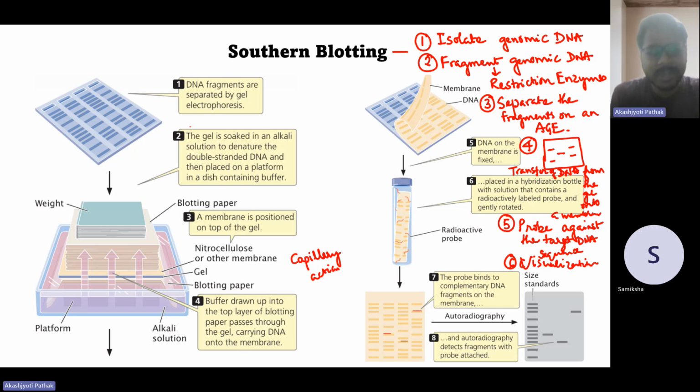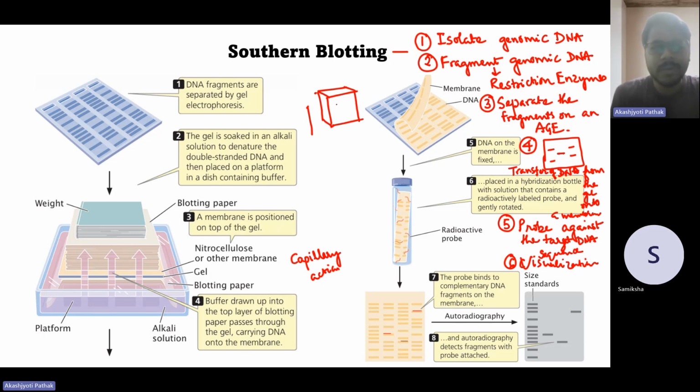So your gel is very thick, right? Have you prepared an agarose gel? Have you seen an agarose gel in your lab? I have seen but not prepared yet. Okay. So the gel that you prepare in a lab is very thick.